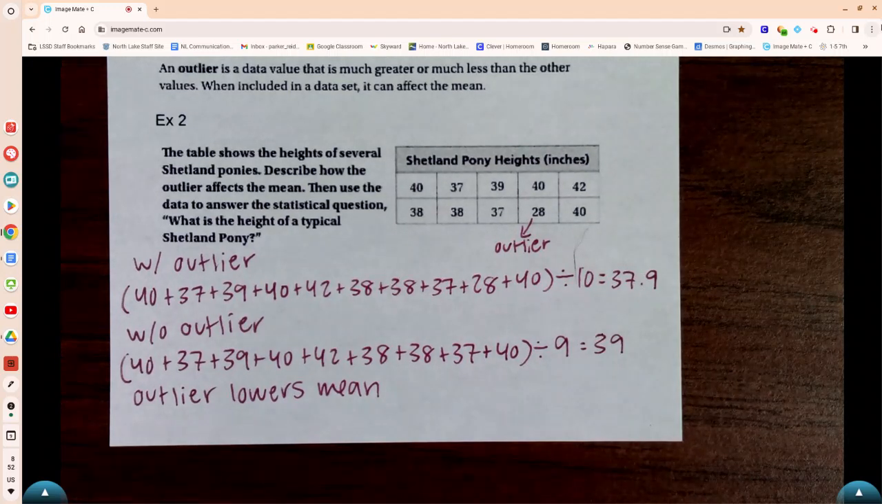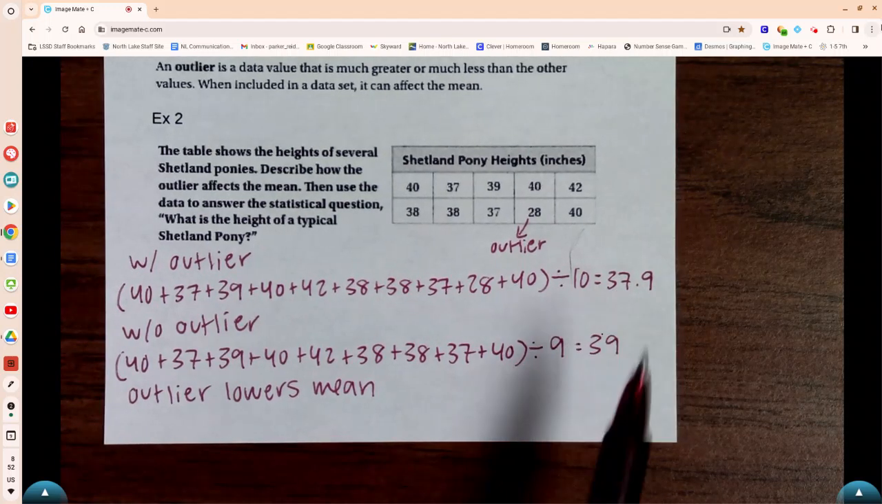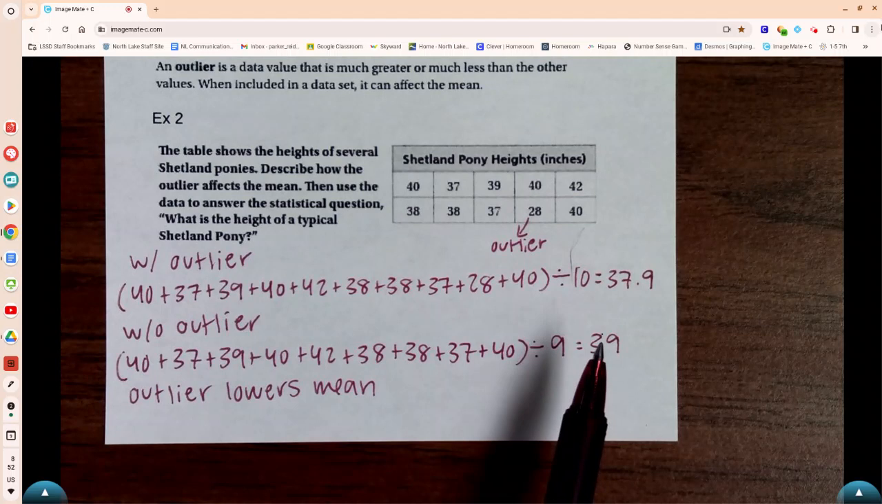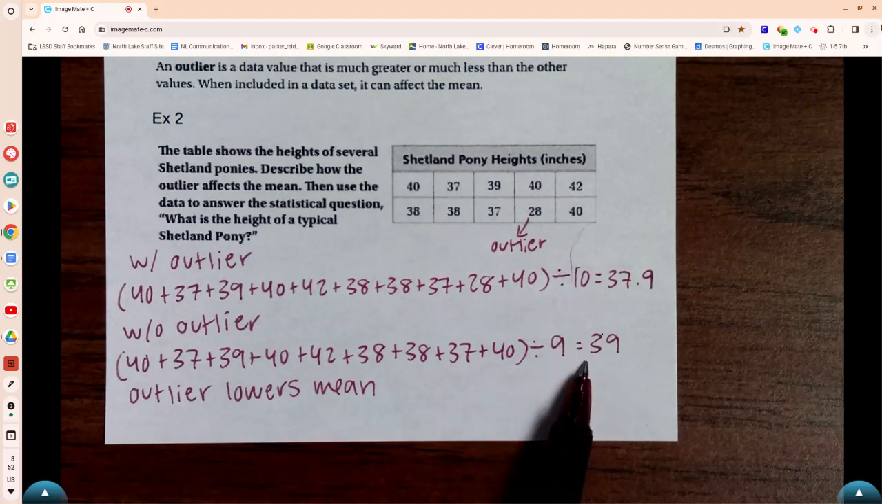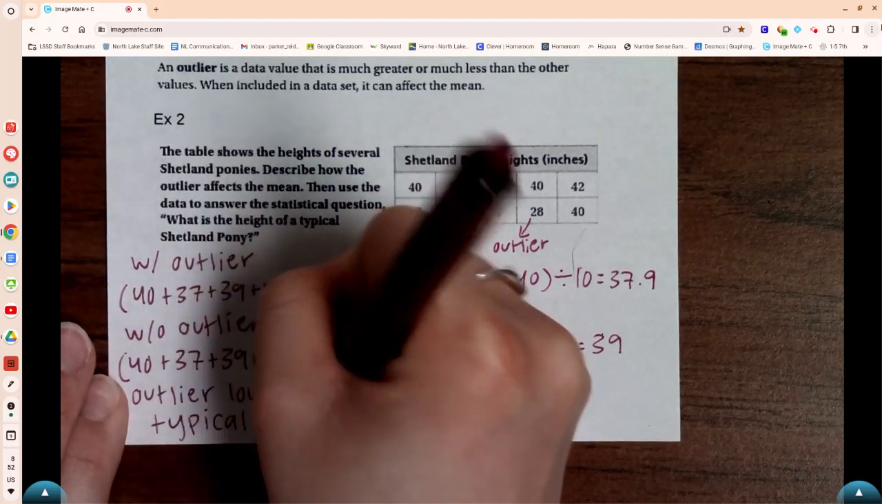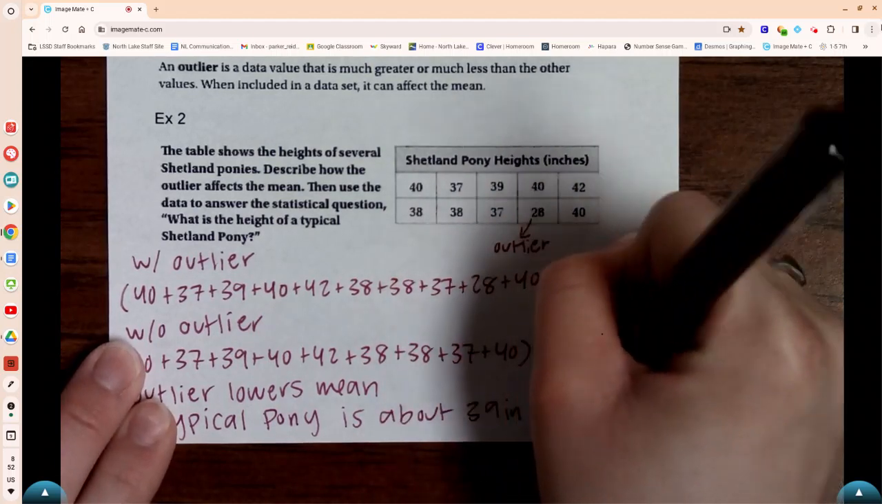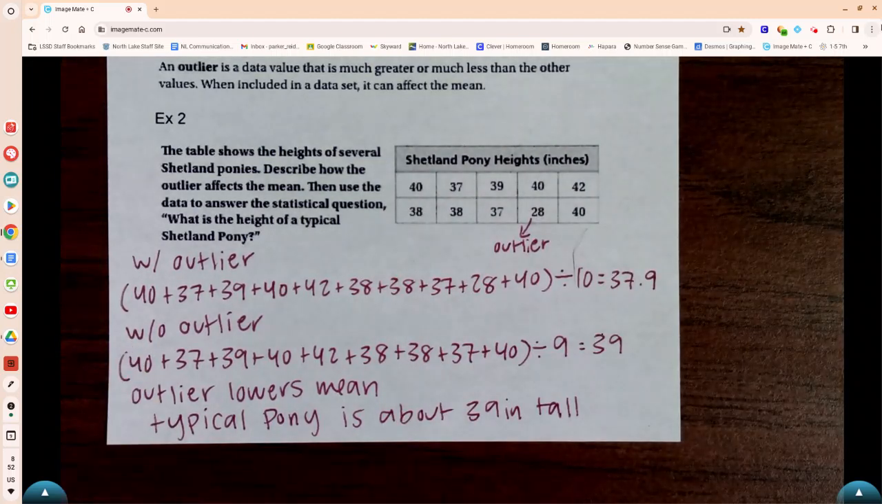Now, the last thing it said to do is to answer the statistical question, what is the height of a typical Shetland pony? Which number do you think is better to use? This average with the outlier or the average without it? Dash? So I would say that the typical pony is about 39 inches tall. Because again, that one pony that's 28 inches tall, yeah, there was a pony that was shorter than that, but that was not typical. Most of the ponies are closer to this 39 inches tall. Questions about that example?